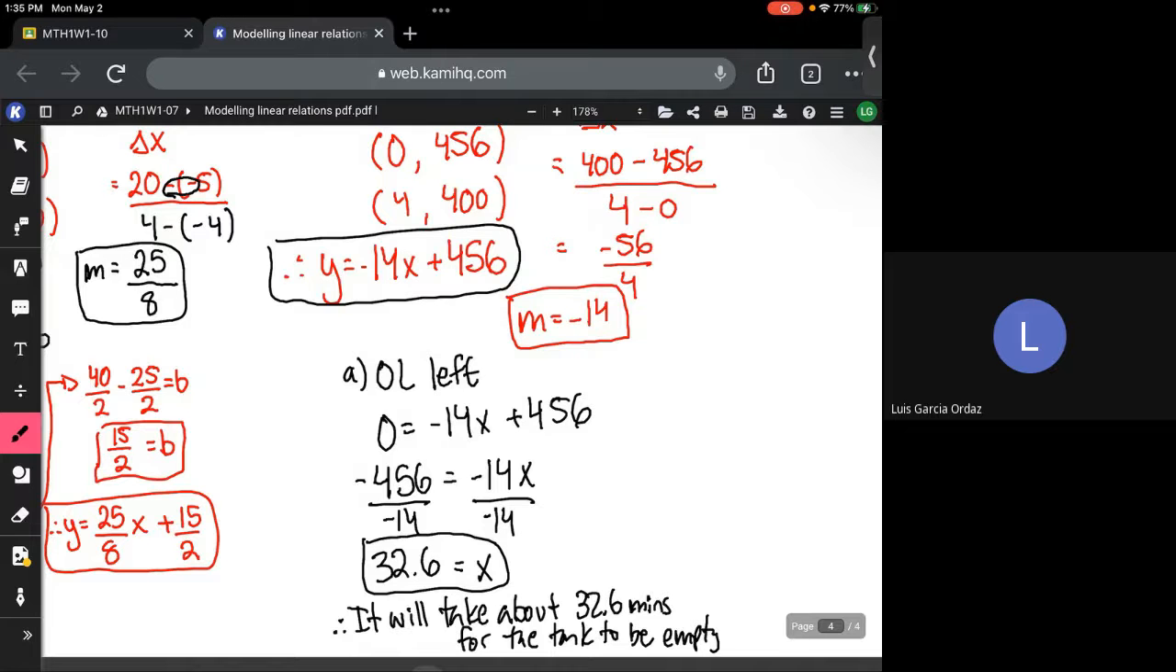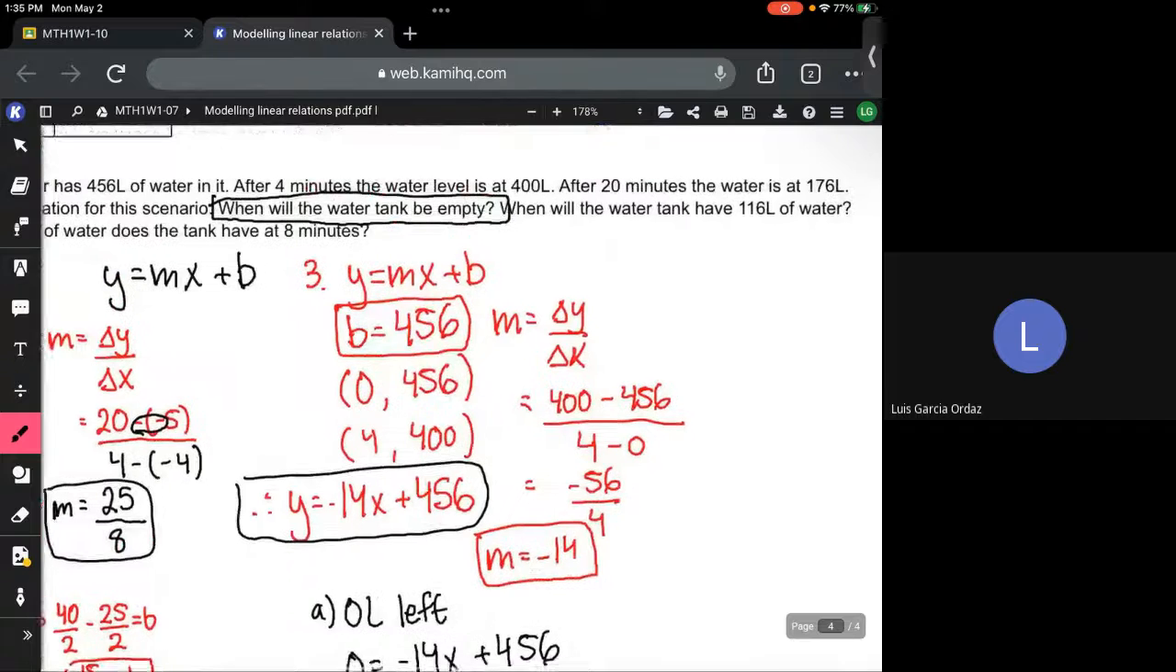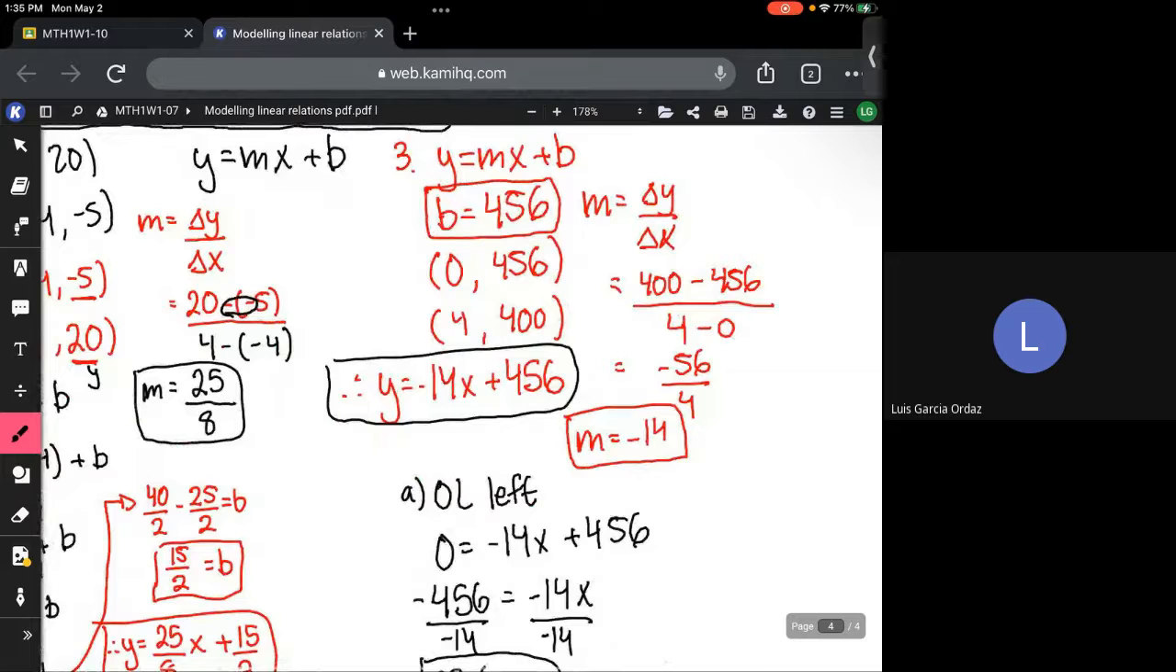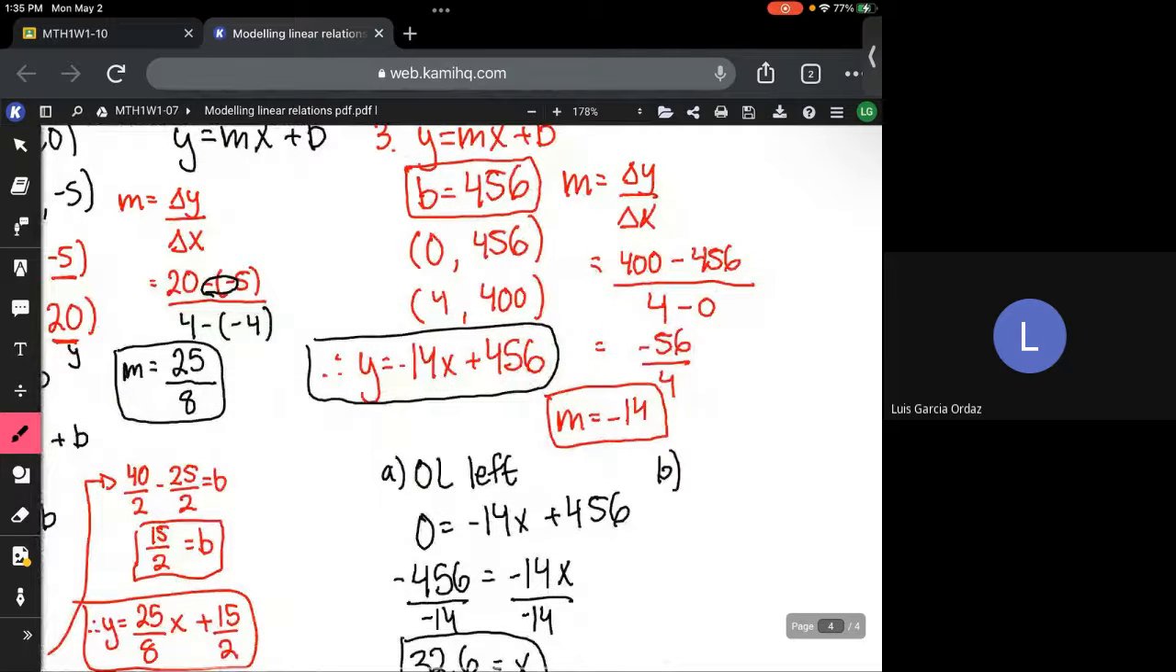The next question is, how many liters of water does the tank have at 8 minutes? So what am I going to do to figure that out? We're going to plug 8 into x.